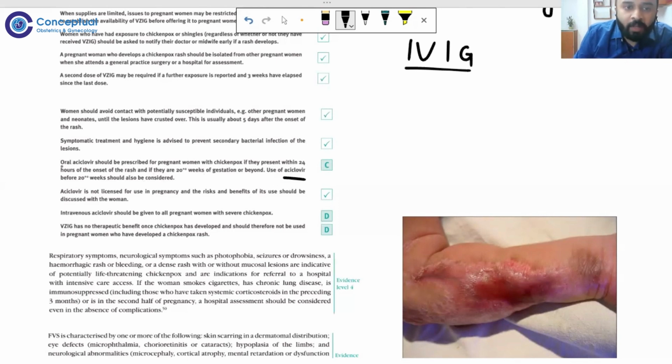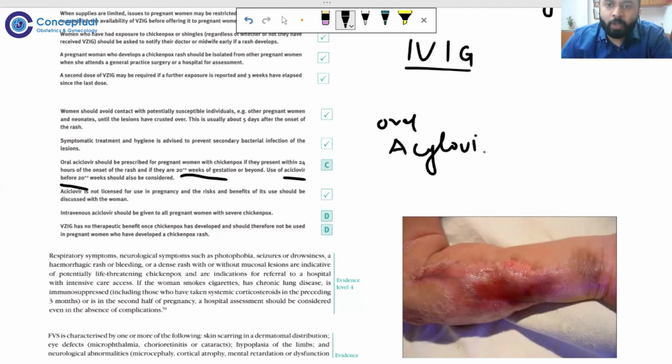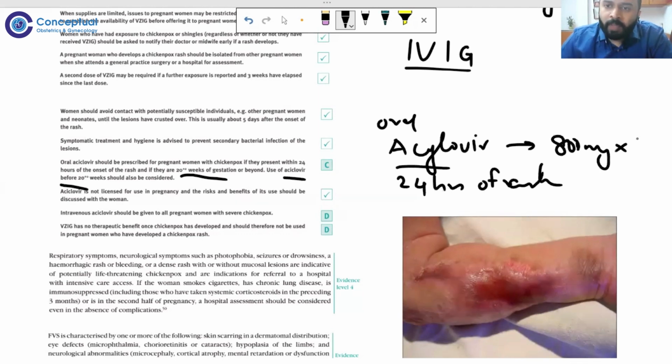Acyclovir is given before and after 20 weeks. The recent recommendations say that irrespective of the gestation, you should give her oral acyclovir if she is coming to you within 24 hours of developing the rash. And this oral acyclovir has to be given in the dose of 800 mg, 5 times a day.